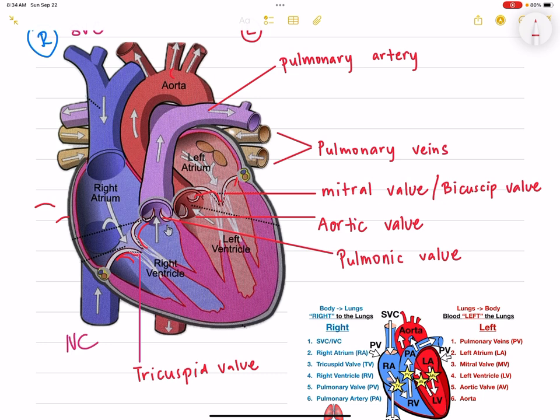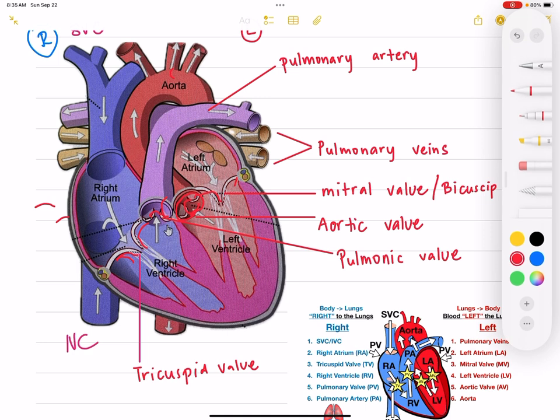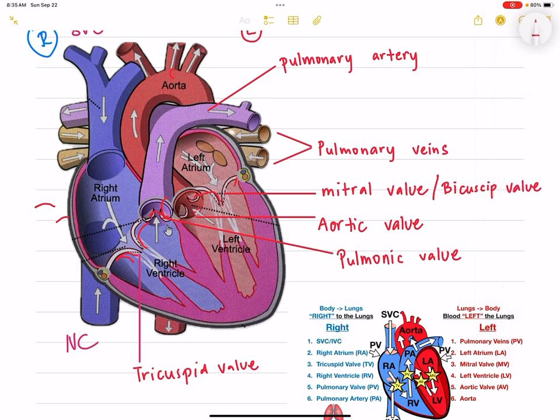Okay, tricuspid valve. The next is the mitral or bicuspid valve. It separates the left atrium and the left ventricle. Next is the pulmonic valve. Here is our pulmonic valve, between the right ventricle and the pulmonary trunk. Then our aortic valve. Here is the aortic valve, between the left ventricle and the aorta.